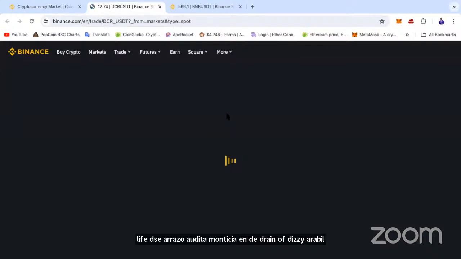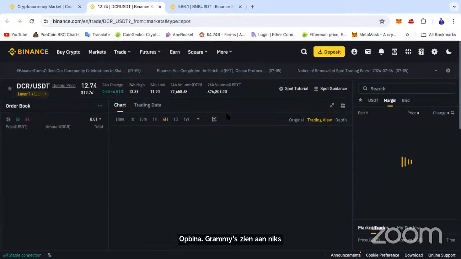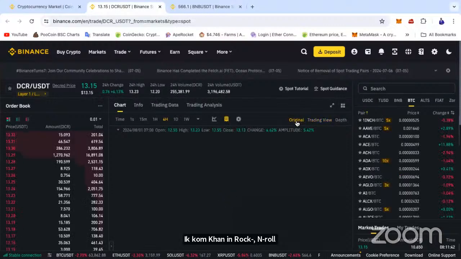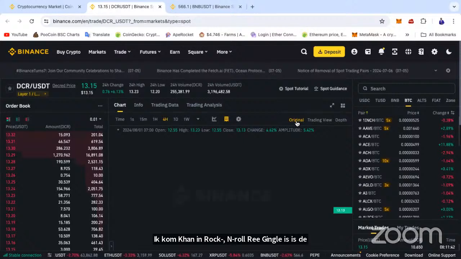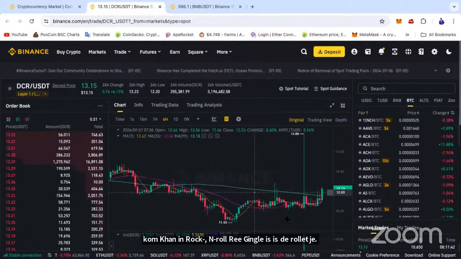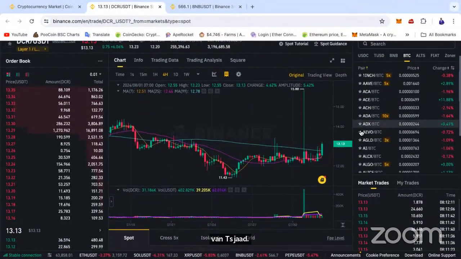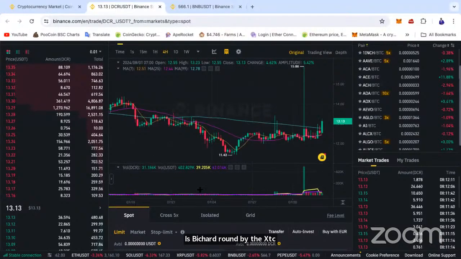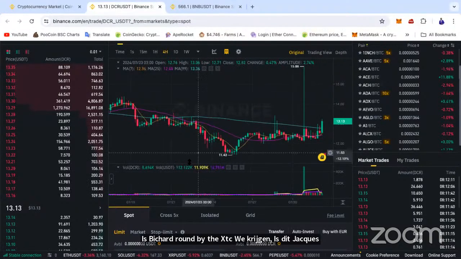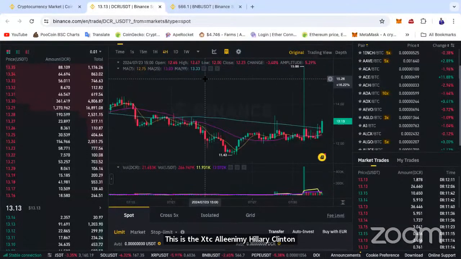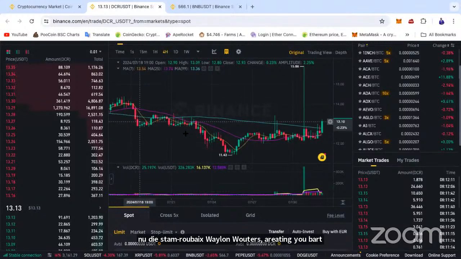I'm using an exchange. Now, when the trade of DCR opens up, it could come in what we call original. This is the original chart. The original chart is the chart run by the exchange, and I can scroll down here. I told you this time around we are going to use our TradingView, but on an exchange. So here, this is the exchange.